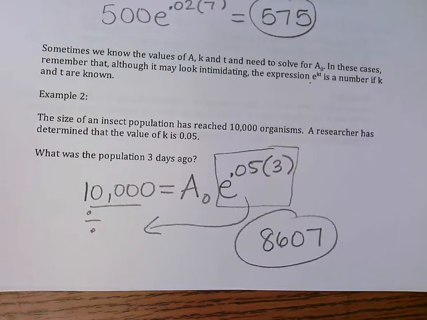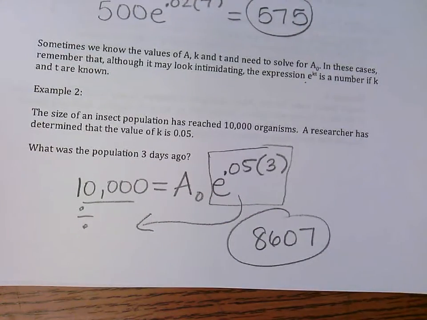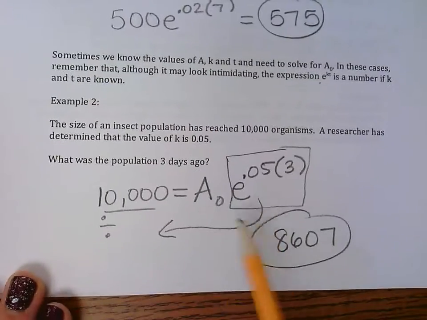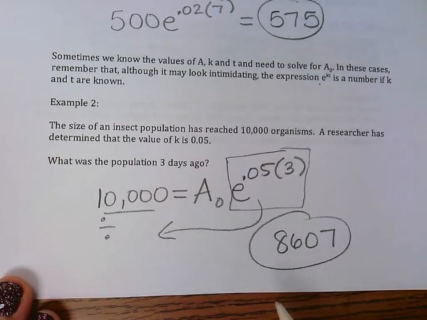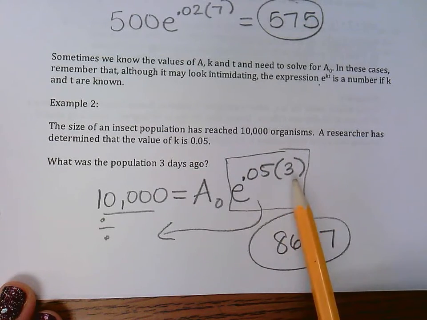So in 3 days, our population went from this to this. So it's just being fluent with where I'm plugging things in. This is kind of like level 1. I haven't solved for any exponents yet. So level 2 is now I'm going to start either solving for k or solving for t.